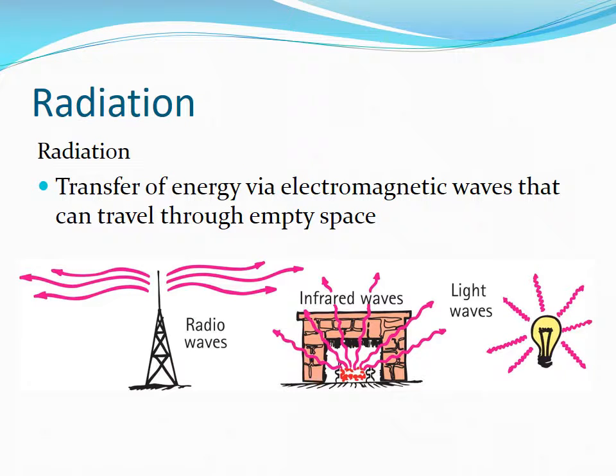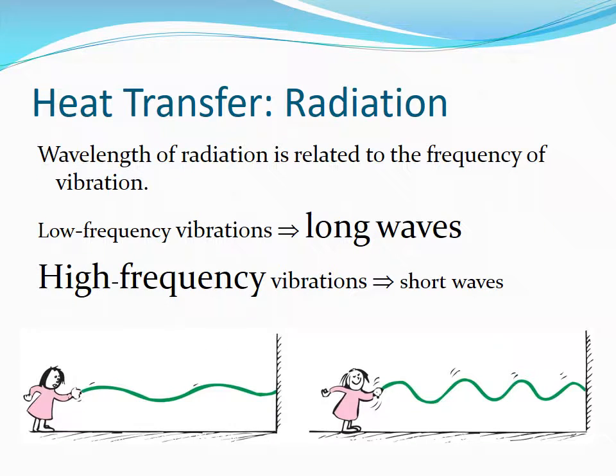Radiation is the transfer of energy via electromagnetic waves that can travel through empty space. Radio waves, infrared waves, and visible light are all forms of electromagnetic radiation. The wavelength of radiation is related to the frequency of vibration. Low frequency vibration means long wavelengths, and high-frequency vibration means short wavelengths.